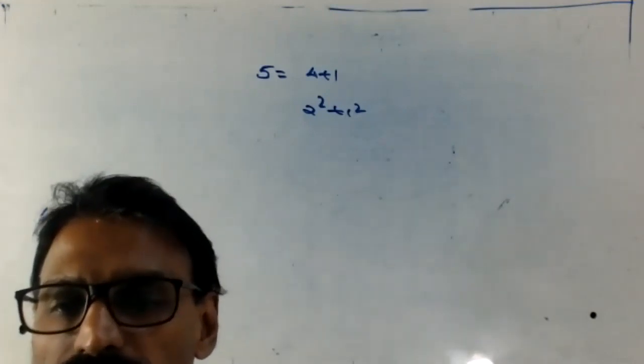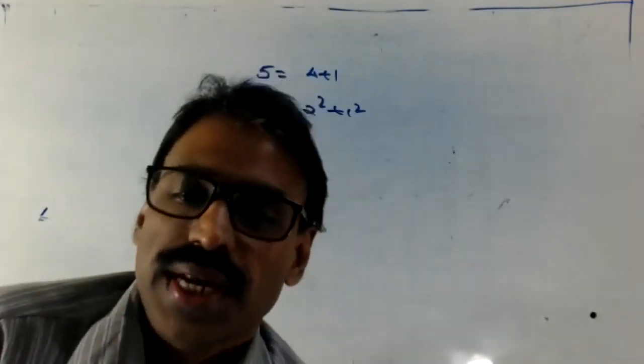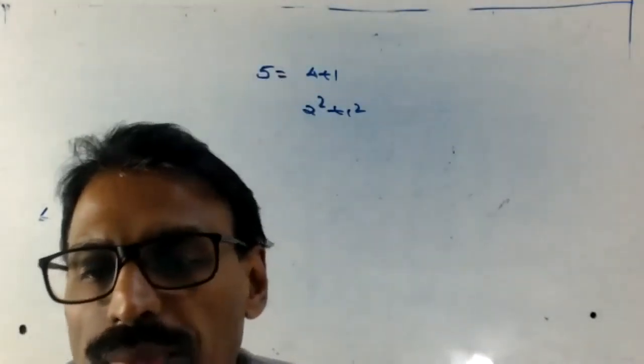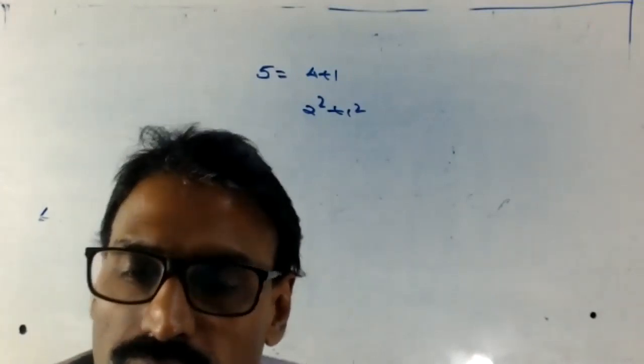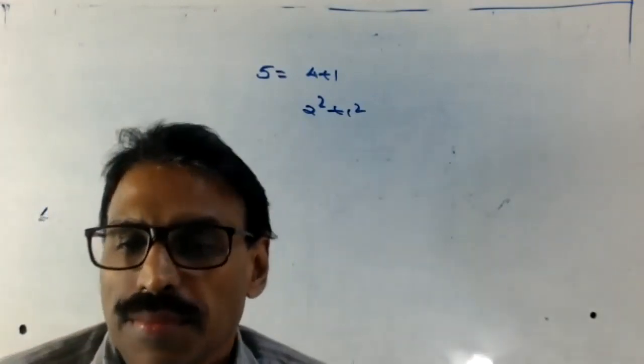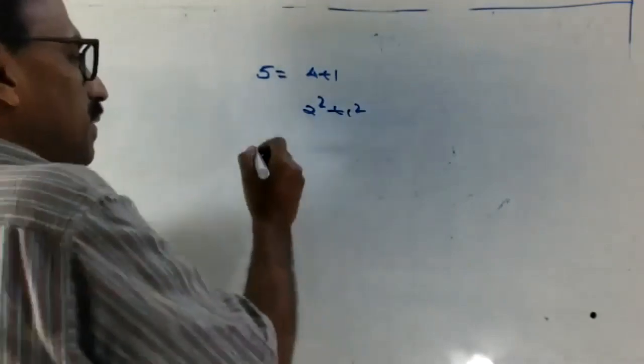Because 2 square plus 1 square is the same as 1 square plus 2 square, we can take that order, no problem. Are you okay? I hope that doubt is clear now. Who asked the doubt? That is clear. Next one, we did 8.